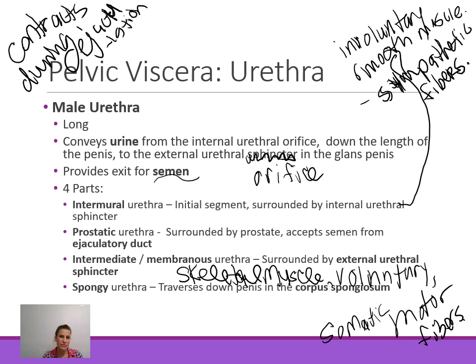The final segment of the male urethra is the spongy urethra. This is the longest segment of the urethra. This section traverses down the penis in a section of the penis called the corpus spongiosum. We'll see that the penis has two little areas or chambers that are corpora cavernosa, and then the corpus spongiosum, which is where the urethra passes.